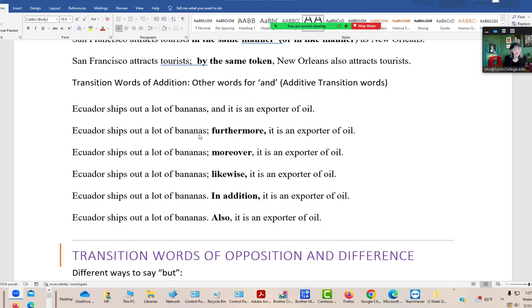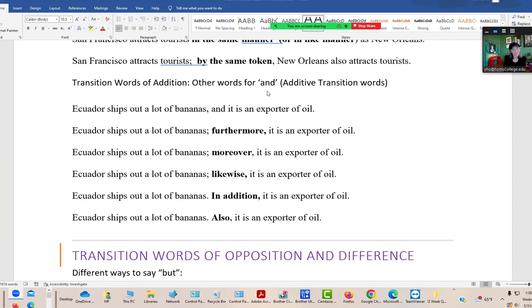Now we're going to have something called additive transition words, which are transition words of addition, different ways of saying and. So Ecuador ships out a lot of bananas, and it is an exporter of oil. So instead of using and in your essay, you could say furthermore, moreover, likewise, in addition, also. So you could say Ecuador ships out a lot of bananas. Furthermore, it is an exporter of oil.